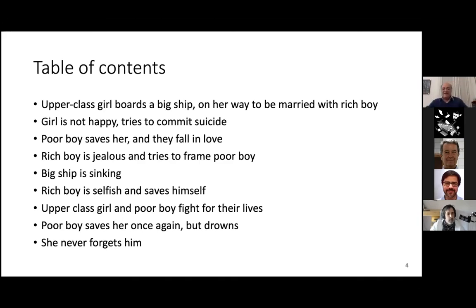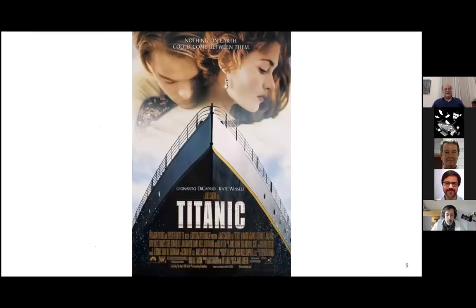The upper class girl and the poor boy fight for their lives, and they manage at first to solve the problem, but then he is very tired and is in freezing waters and drowns, and she survives, but she never forgets him. So, this rings a little bell. I think you heard this story. This is, in fact, the story of the Titanic. Not that that's a film that I like particularly much. Okay, it's fine.